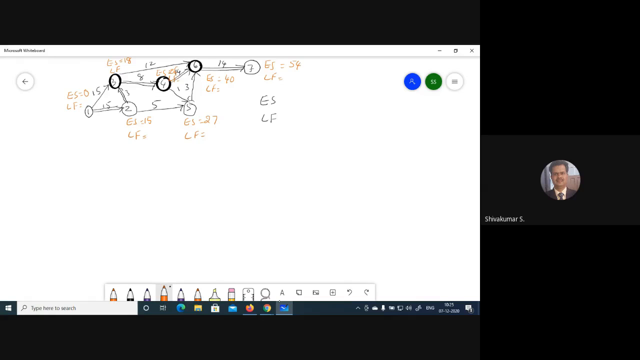So the earliest start for the first event is 0. For the second, after 15, so it is 15. For the third, 18, because 15 plus 3 is 18. For the fourth, 18 plus 8 is 26. For the fifth, 26 plus 1 is 27, but 15 plus 5 is 20, and since the fifth is also linked to the fourth, it is 26 plus 1, 27. Coming to the sixth, 26 plus 14 is 40, and 27 plus 3 is 30, so you take 40. Next, 40 plus 14 is 54 weeks for the seventh event. Now the latest finish, LF.